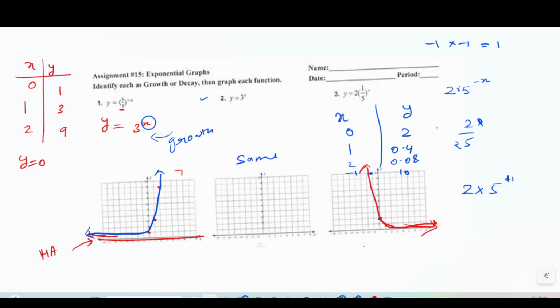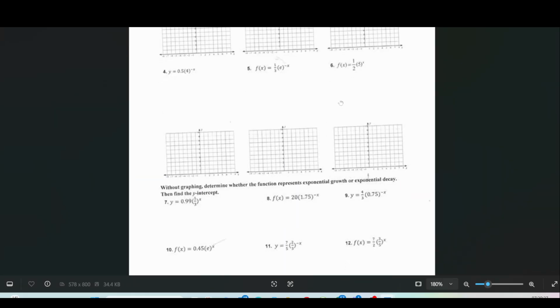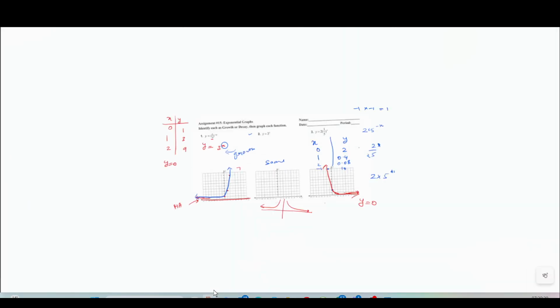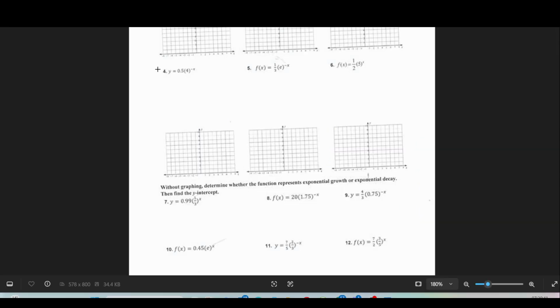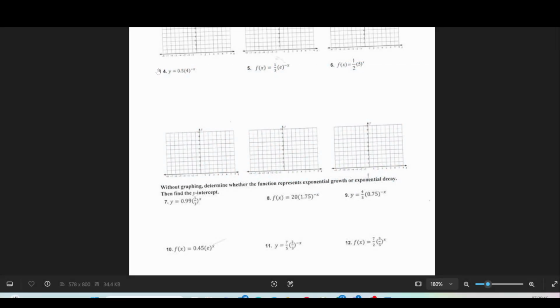For these graphs, when there is no plus 1 or minus 1 with the main parent exponential function, the horizontal asymptote is y equals 0. It is always going to be very close to y equals 0, either on the left side or right side. It depends on the function. Okay, you try number 4 by yourself. Are you going to be here or do you have something to do? No, I'm here.